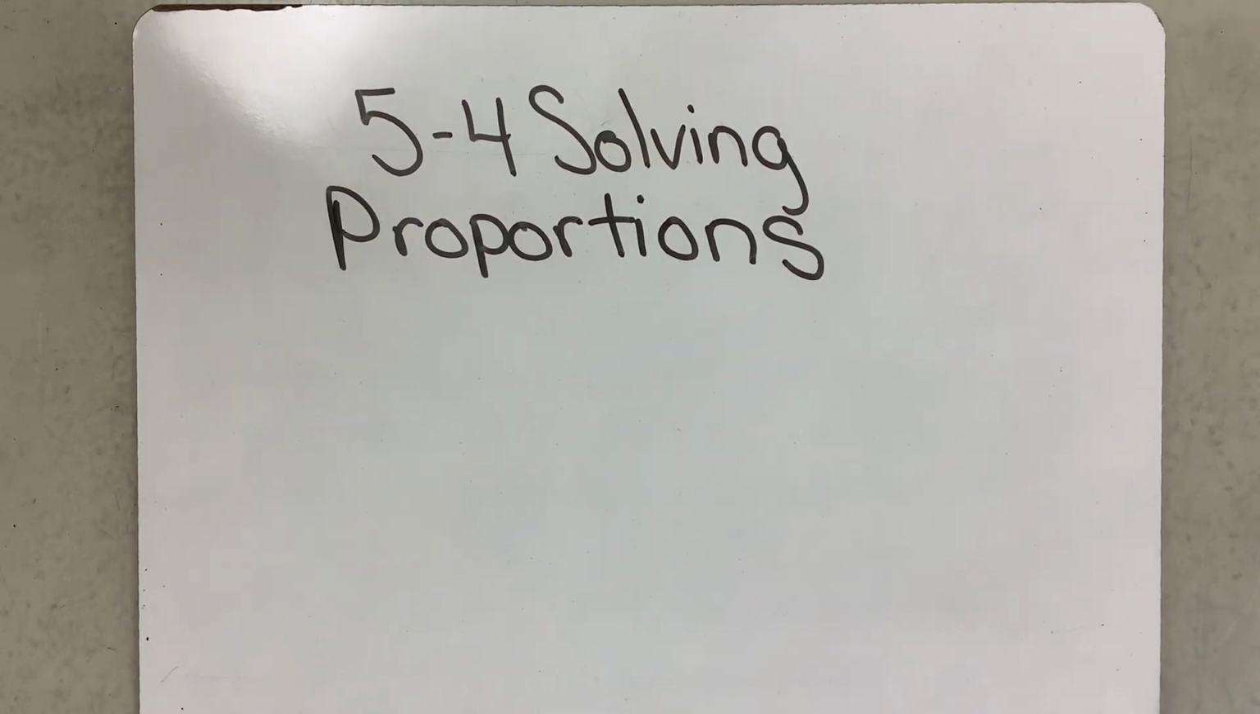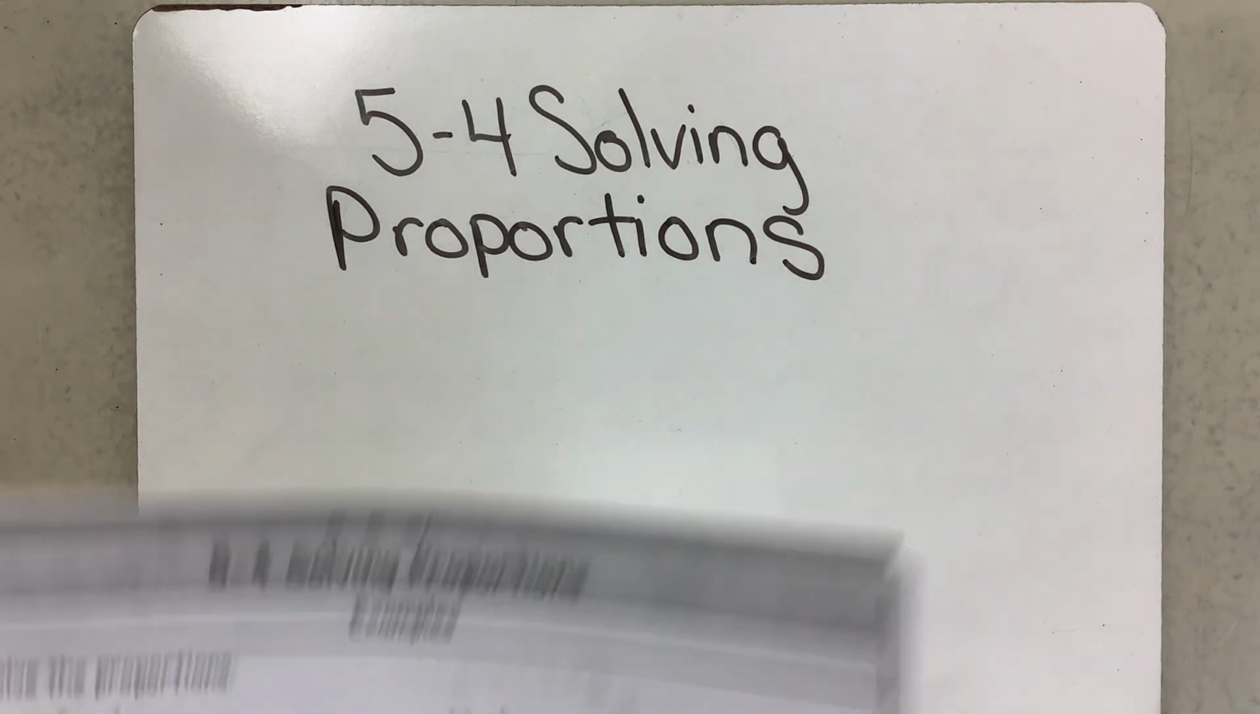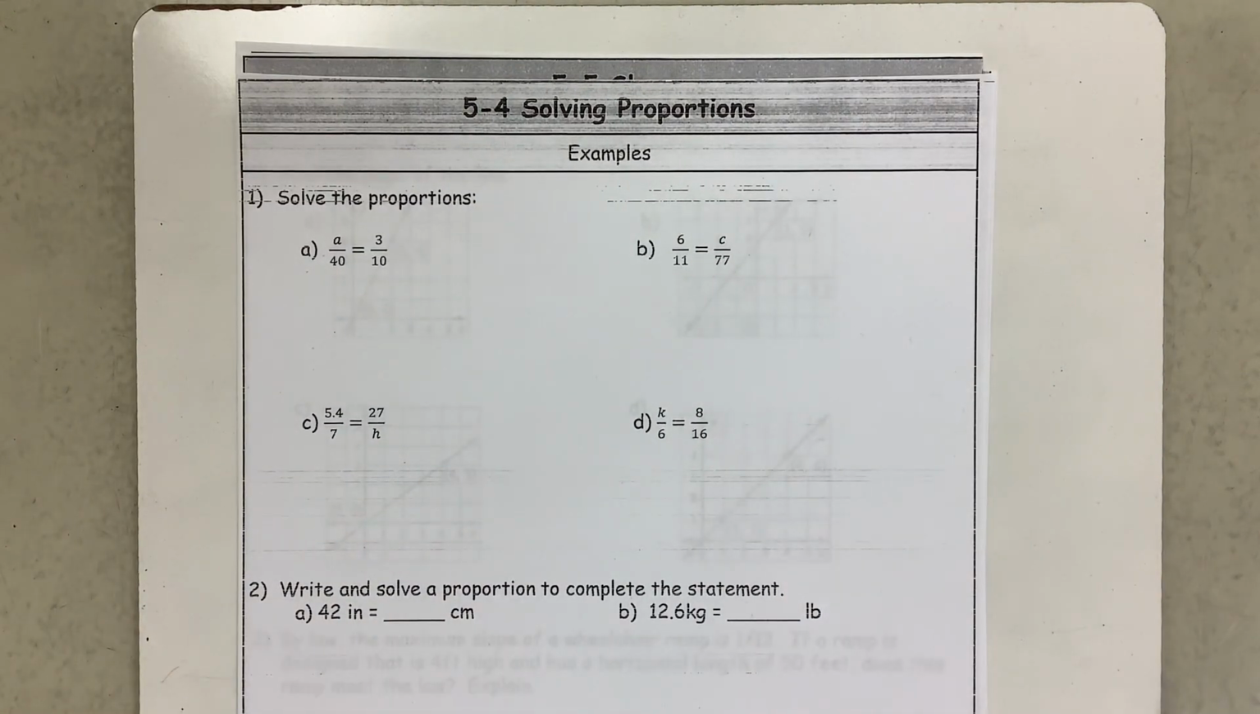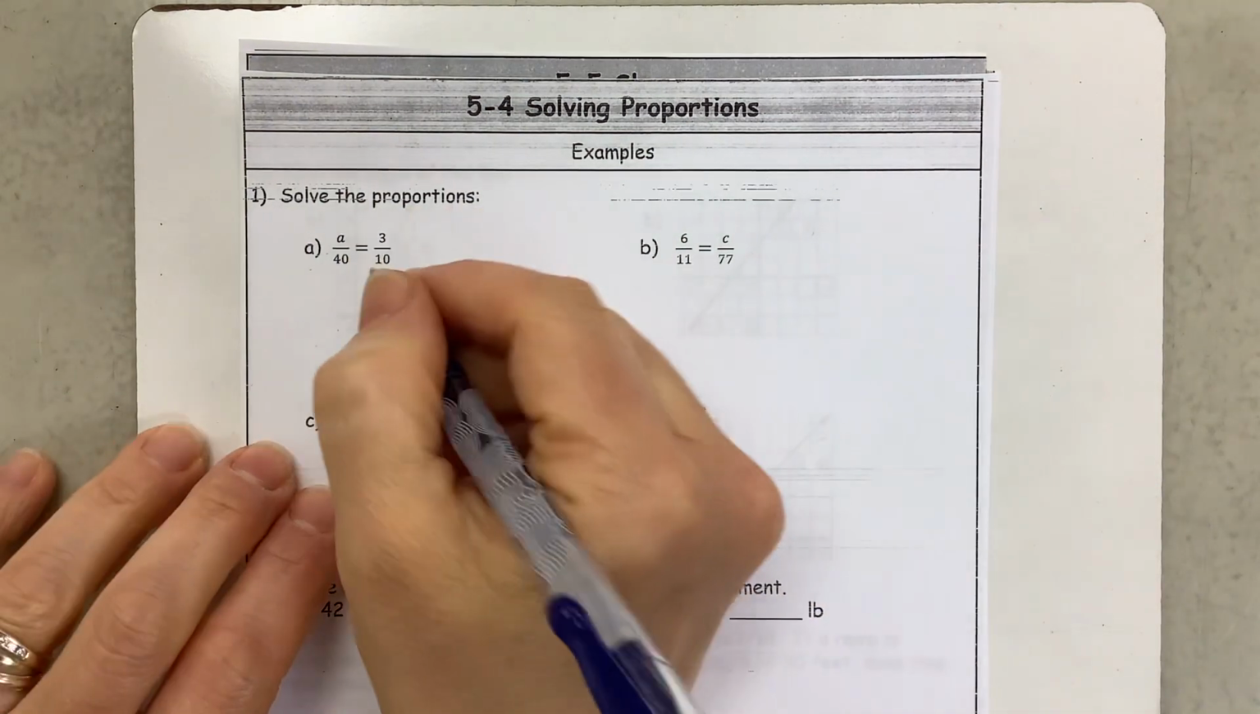Alrighty, today we are talking about solving proportions in the Big Ideas book. This is section 5.4. These are your notes. All right. So we are going to start with an easier one, ones that we have done often.